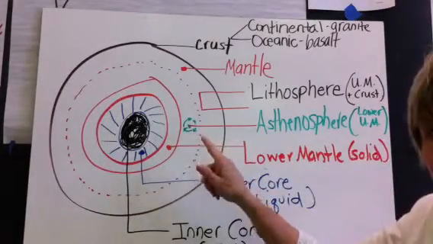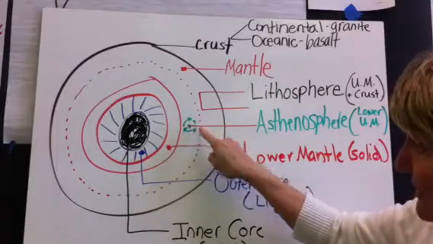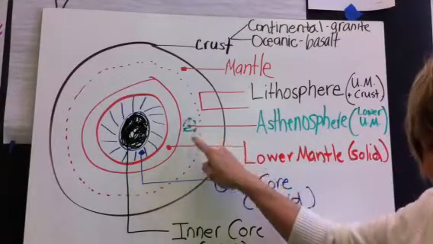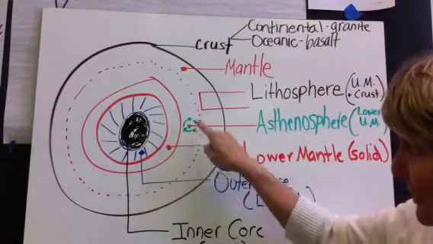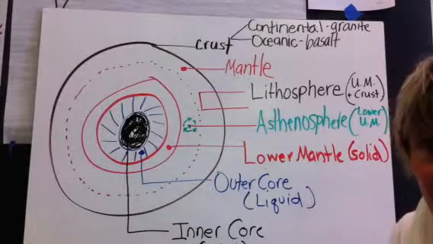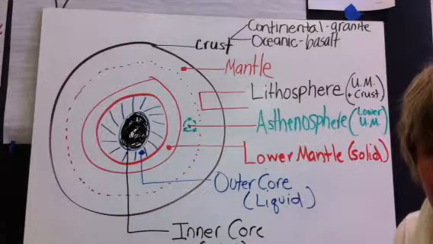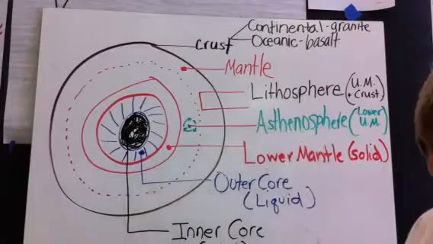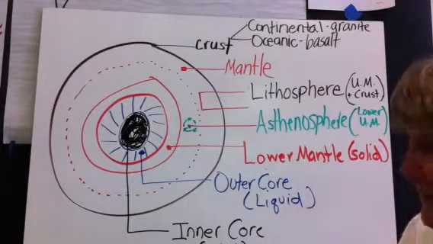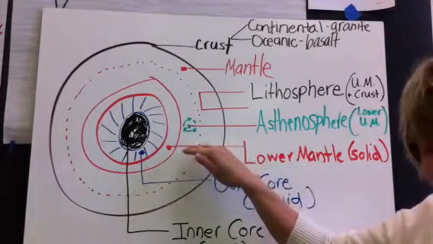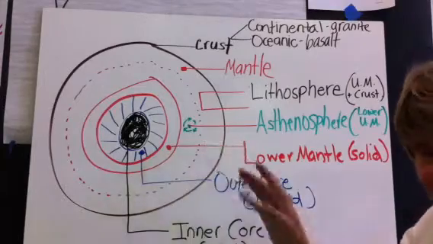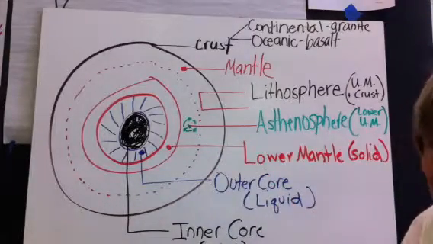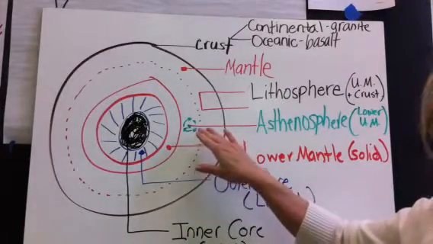Now the asthenosphere has convection currents in it. That's what these little arrows are. And the asthenosphere is like that stick of butter that we left out on the counter. The lithosphere is like the stick of butter in the fridge. Asthenosphere is like the stick of butter on the counter. So it's softer, it spreads easily, and that's actually what's going on in the asthenosphere.